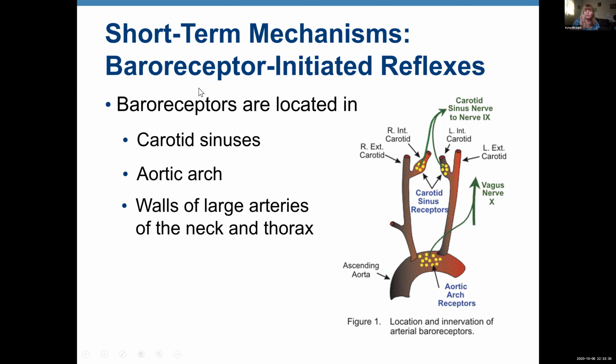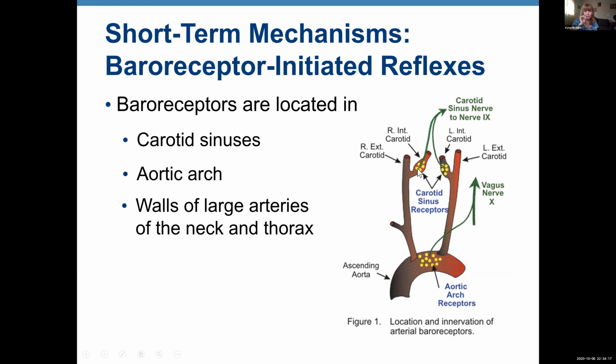Now, this is our neural control, but it's baroreceptor-initiated, right? So where are those baroreceptors located? They are located in the carotid sinuses. So this is aortic arch, right? So aortic arch that comes from your heart, from your left ventricle. So we do have baroreceptors in the aortic arch. Now those branches are called carotid arteries, right? Common carotid, right and left. And then common carotid gonna split into internal and external carotid.